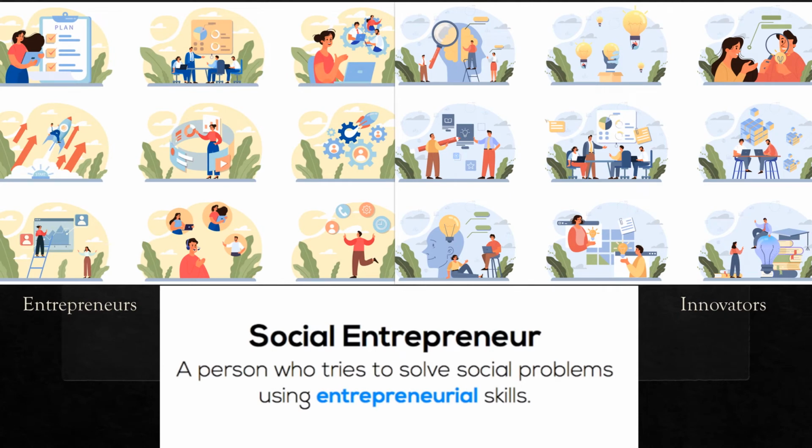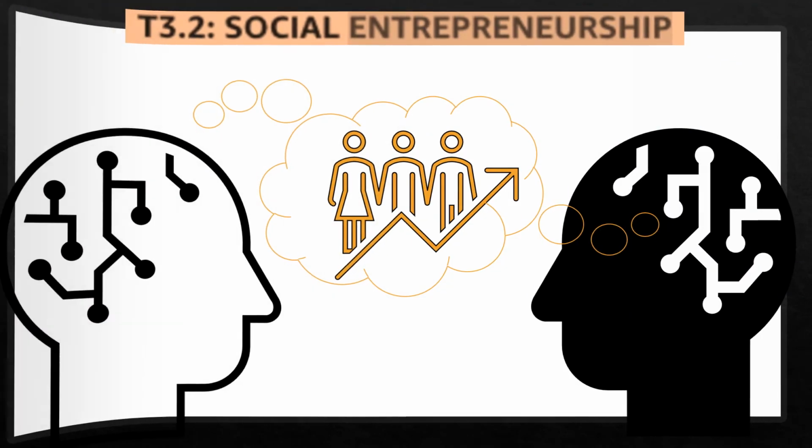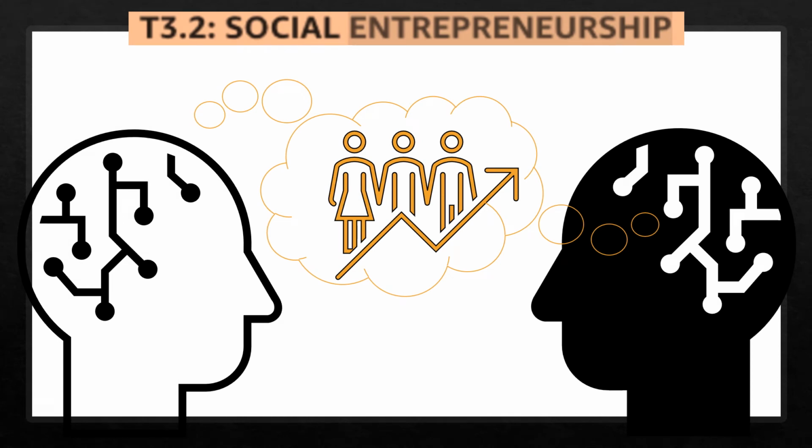And then there's the whole terminology of social entrepreneurship, which is an entrepreneur plus the society aspect of it smashed together, and we have a person who tries to solve social problems using entrepreneurial skills. That was a new concept to me. That takes us into the second portion of Chapter 5, which is social entrepreneurship.